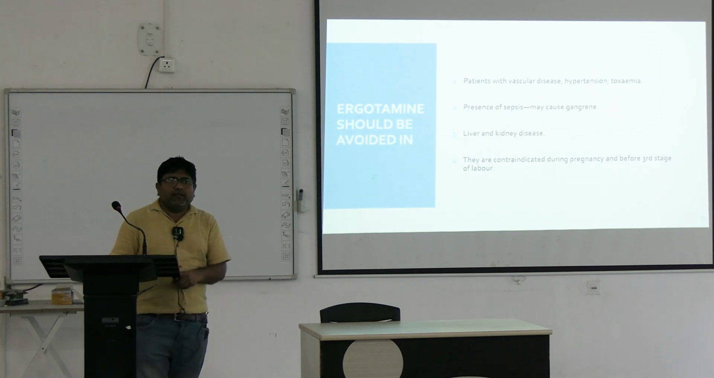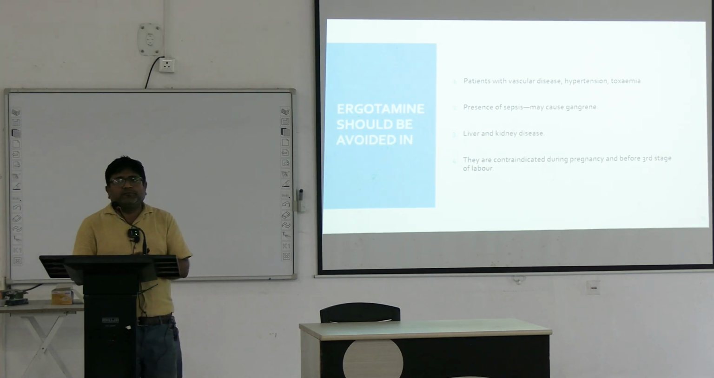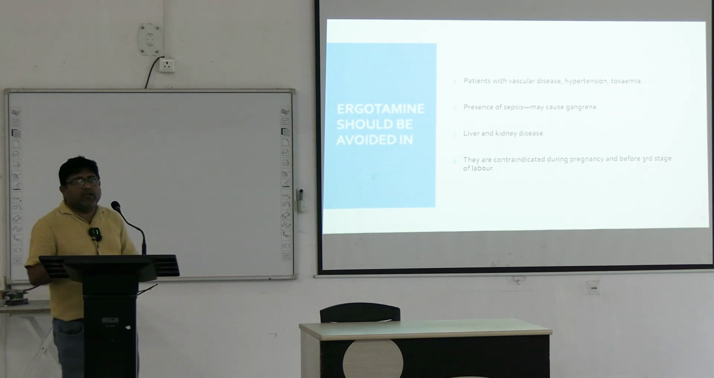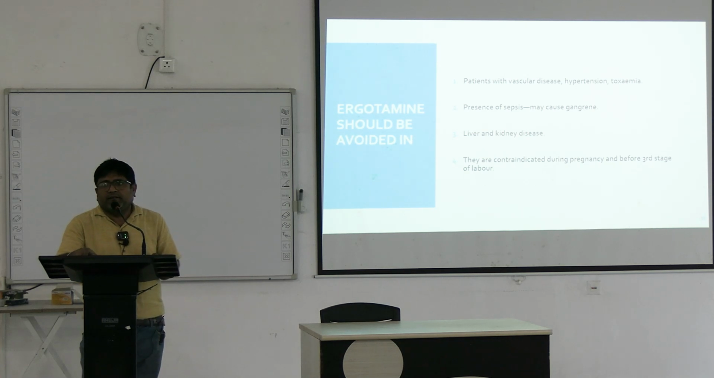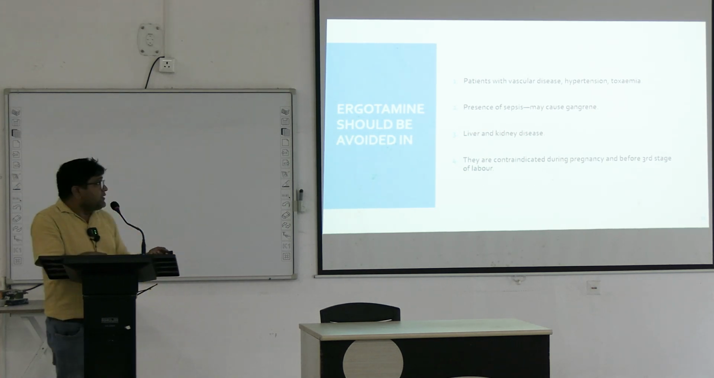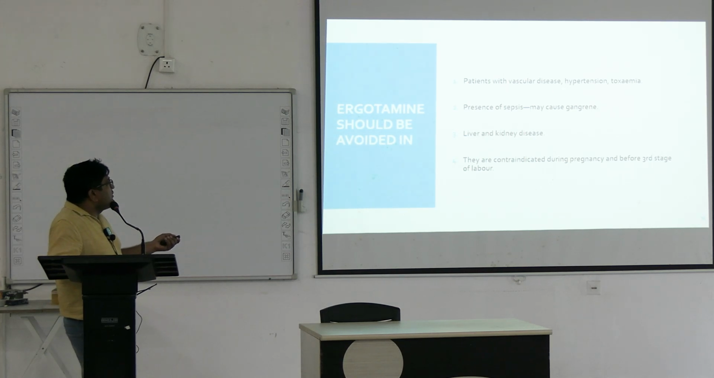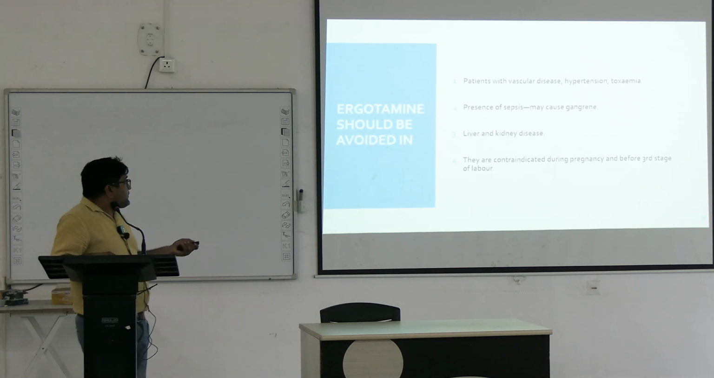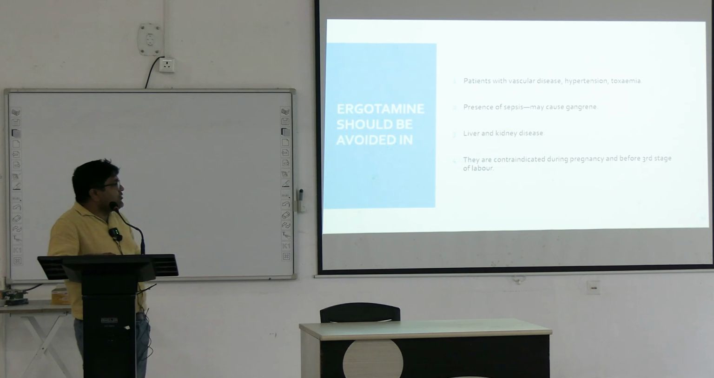Ergotamine should be avoided in peripheral vascular disease. Why should it be avoided in vascular disease, hypertension, toxemia? Because of their vasoconstrictor property. So it should be avoided in patients with vascular disease, hypertension, toxemia. In sepsis it may cause gangrene because of vasoconstriction. In liver and kidney disease, they are contraindicated during pregnancy and before the 3rd stage of labor.